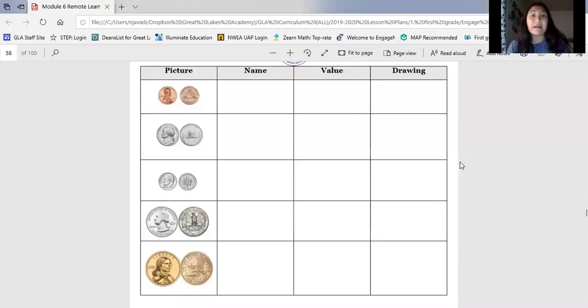If you're working on a separate piece of paper, copy down only the name, value, and drawing parts of this chart. You do not need to try to add a picture on your chart if you're working on a separate piece of paper. Let's get started with some review. So we need to find the name, the value, or how many it's worth, and then draw each of these coins. Let's sing our coin song so we can review first.